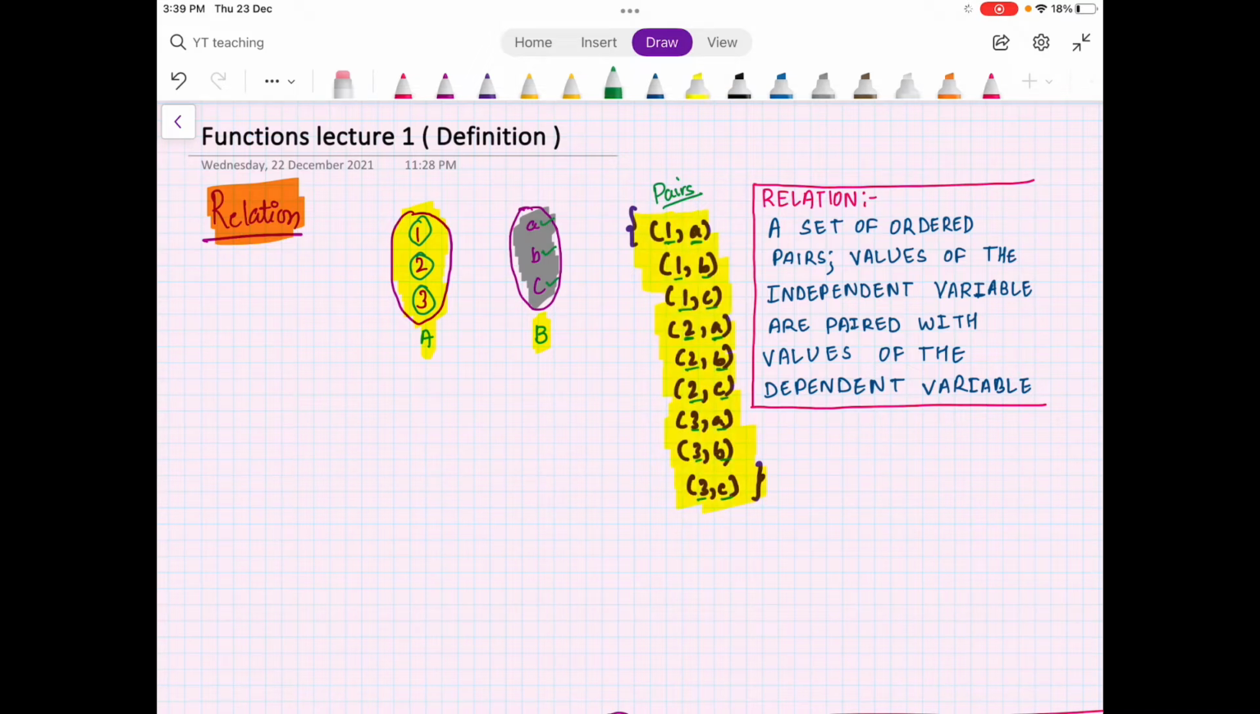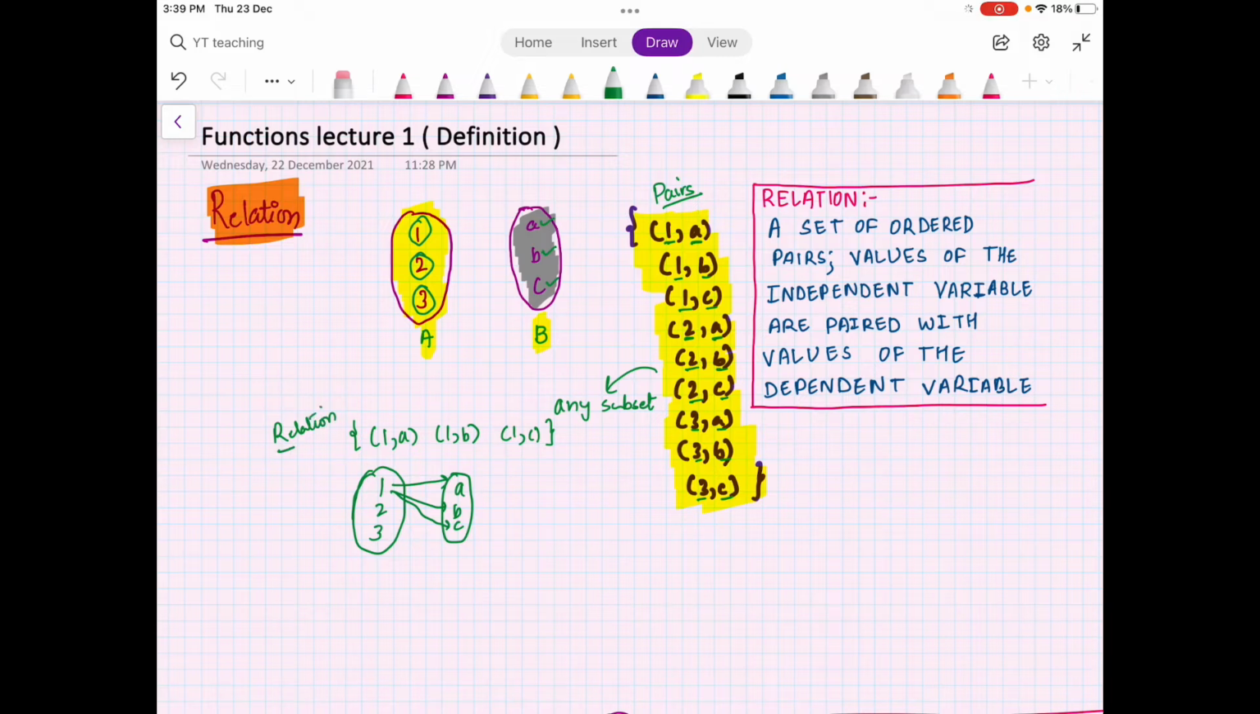Now you take any subset. I can take the whole set also, but you can take any subset. For example, if I take only 1A, 1B, 1C, this is a relation from set A to B. How does this relation look? 1 is related to A, 1 is related to B and 1 is related to C. So this is one relation.